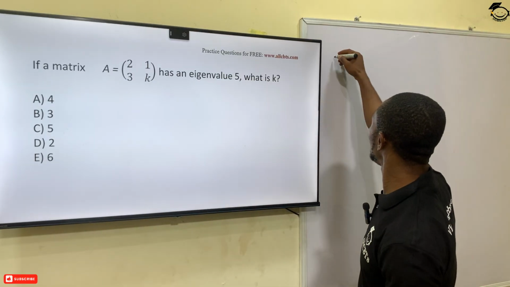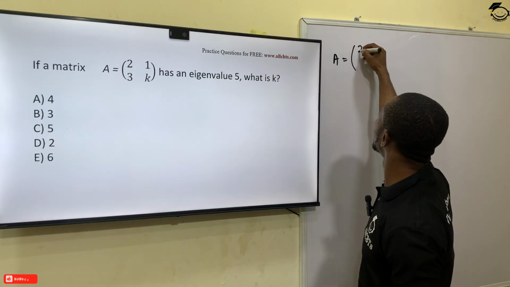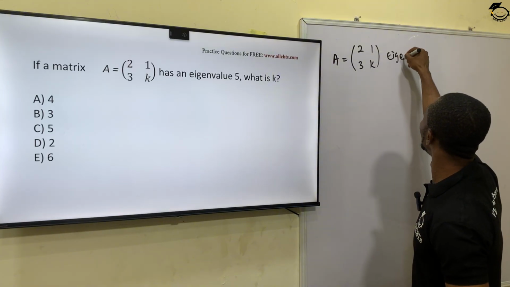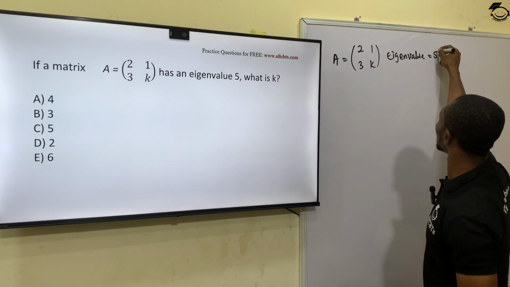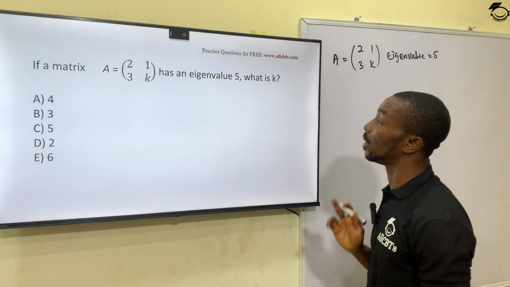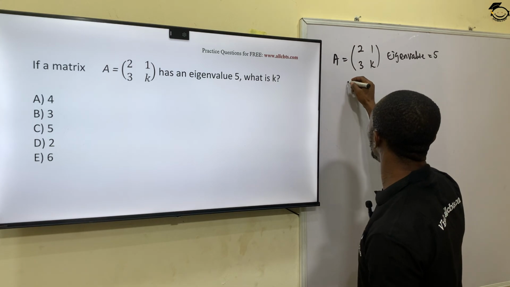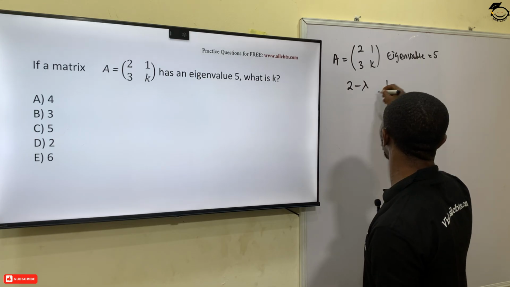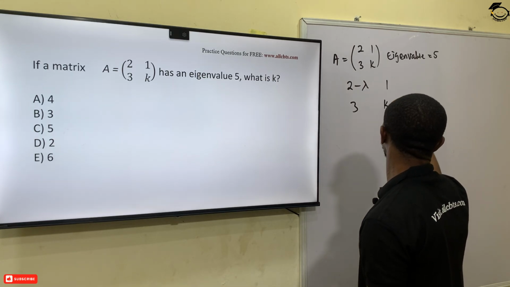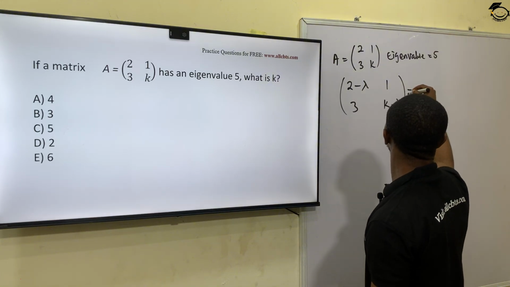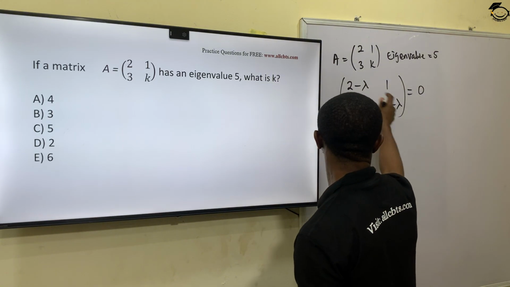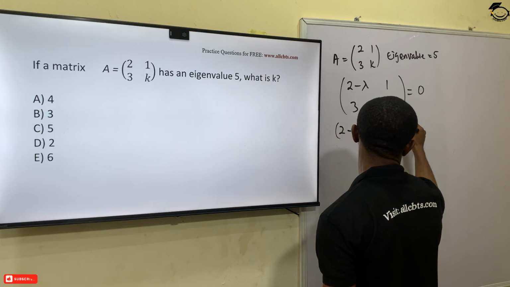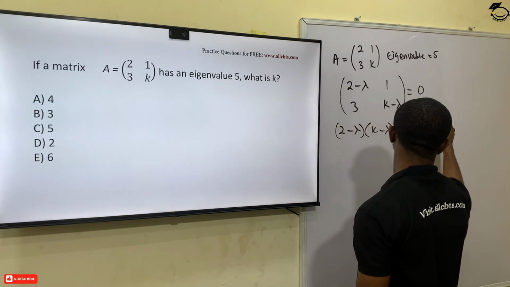If a matrix A is giving us [2, 1; 3, k], and the eigenvalue is giving us 5, what is the value of k? Now, in order to find the value of k, we'll be having it as the determinant of [2 minus eigenvalue, 1; 3, k minus eigenvalue] equals 0. So equating this, we have it as (2 minus eigenvalue) times (k minus eigenvalue) minus 3 equals 0.